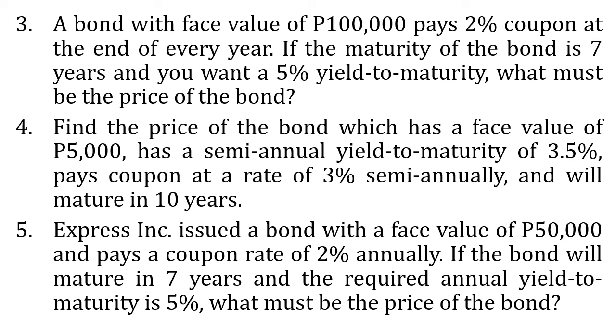Number 4, find the price of the bond which has a face value of 5,000 pesos, has a semi-annual yield to maturity of 3.5%, pays coupon at a rate of 3% semi-annually, and will mature in 10 years. Number 5, Express Incorporated issued a bond with a face value of 50,000 pesos and pays a coupon rate of 2% annually. If the bond will mature in 7 years and the required annual yield to maturity is 5%, what must be the price of the bond?